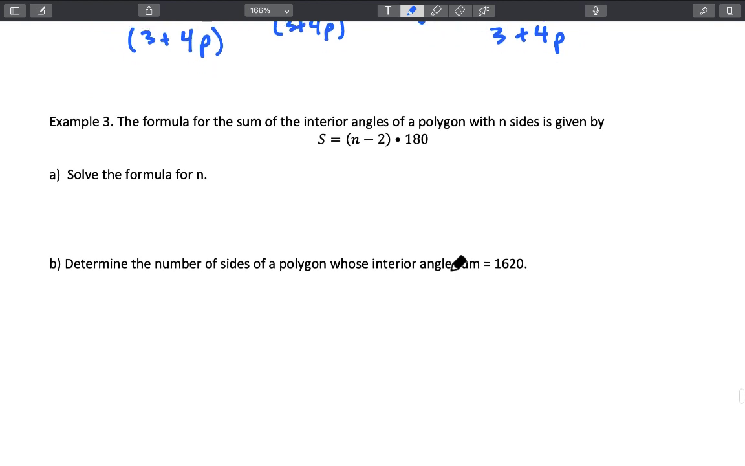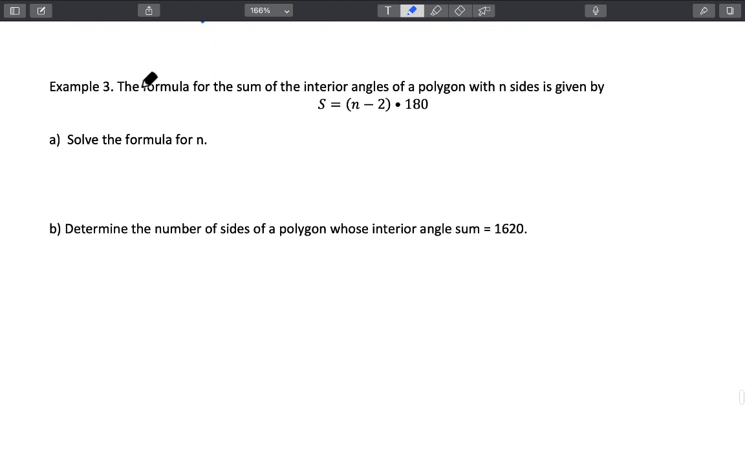All right, in example 3, we have the formula for the sum of the interior angles of a polygon. This is a formula from geometry with n sides. It's given by the sum of those interior angles, s, is equal to n, the number of sides, minus 2, times 180 degrees. We want to solve this formula for n. In other words, isolate n.